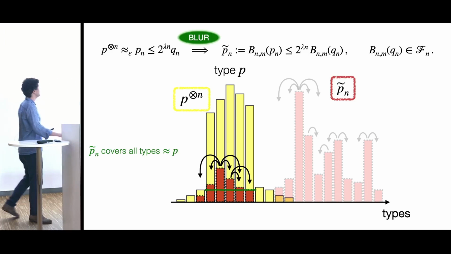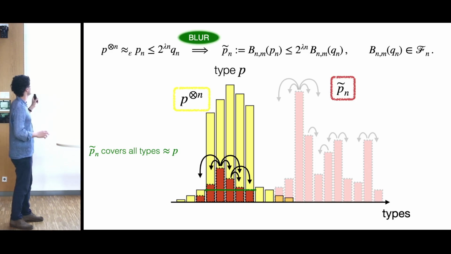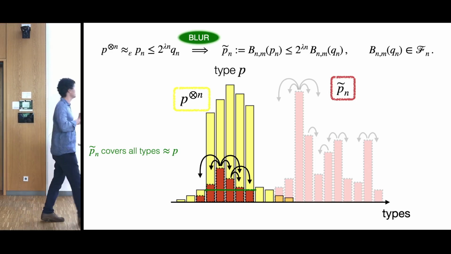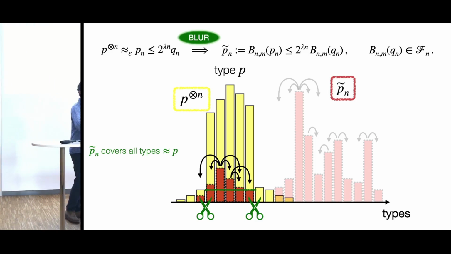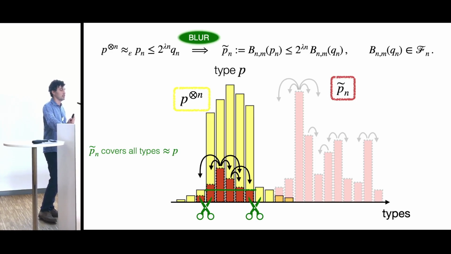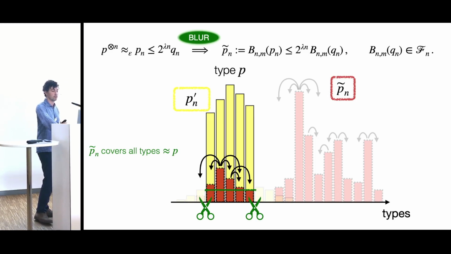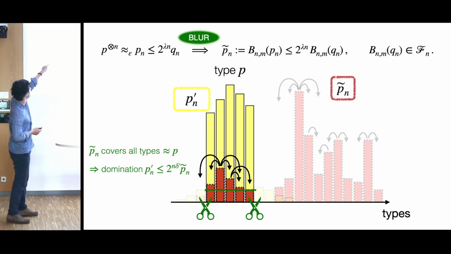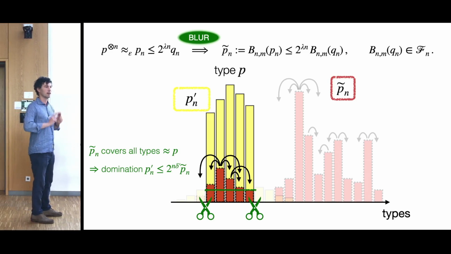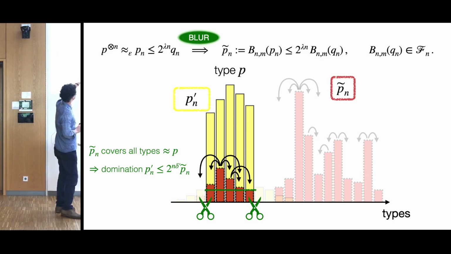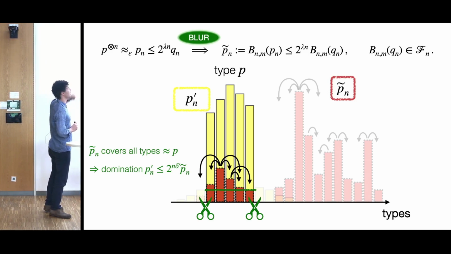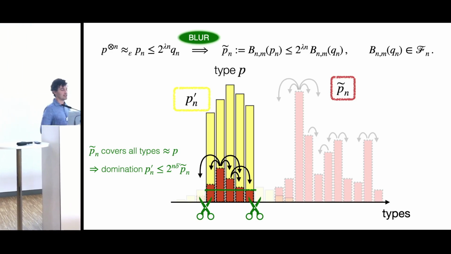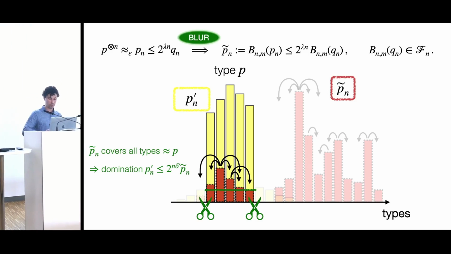Okay, so now this P tilde n covers all types close to P with some weight. There are no holes anymore. And this is really good because it allows us, up to cutting the tails of P tensor n, considering only the typical sequences, to have this approximate domination. So you can dominate this P prime n, the P tensor n with cutoff tails, with a small exponential multiple of P tilde n. That is really nice. You pay this small price, this delta prime, but this is asymptotically negligible.